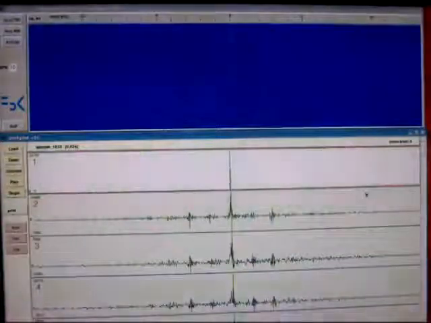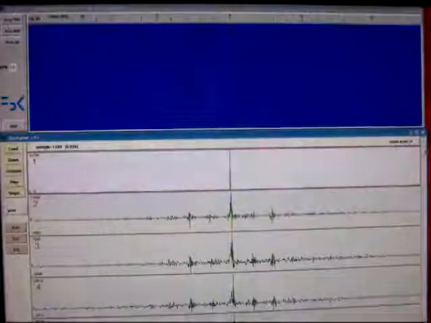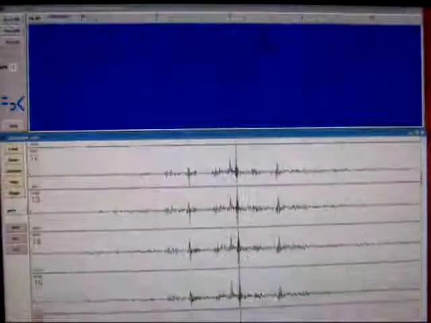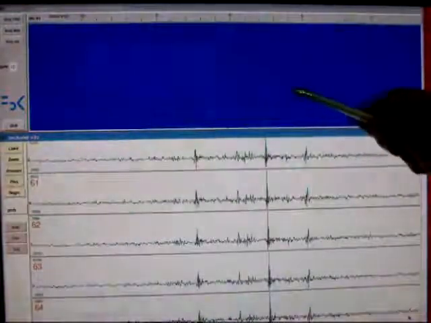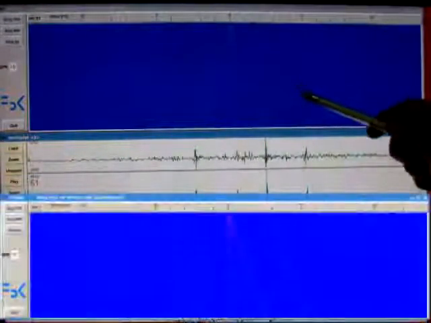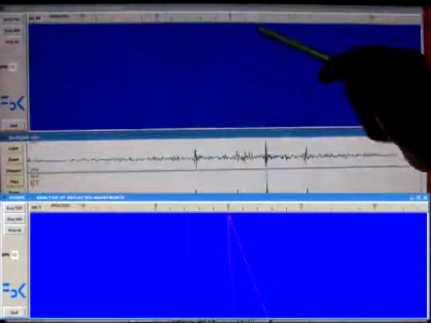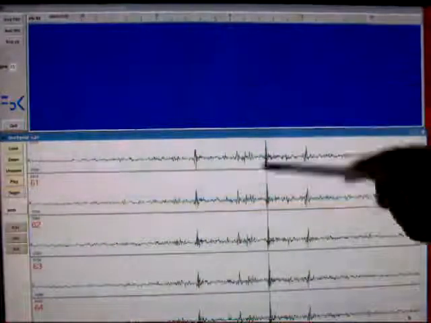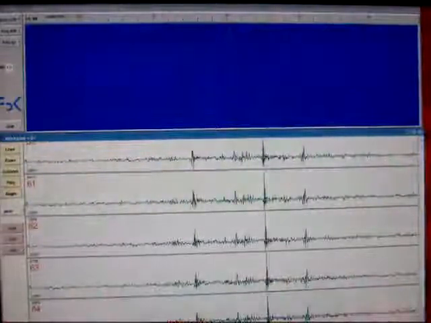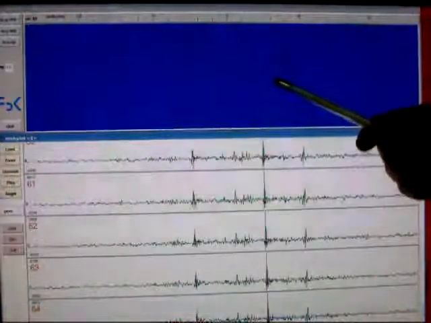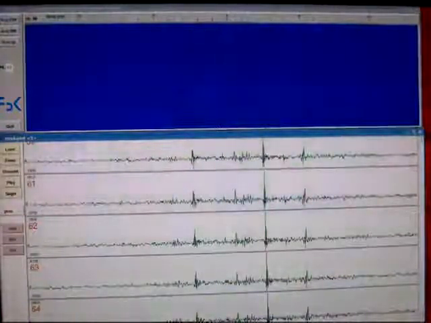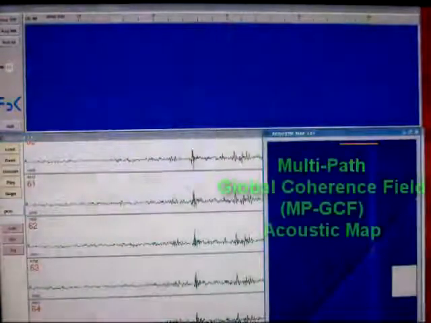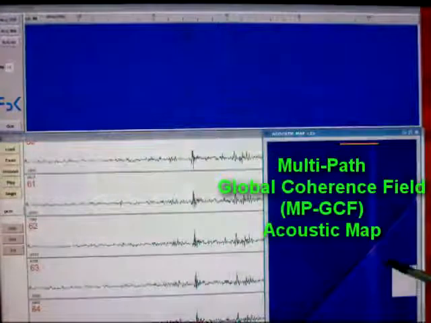Here we have an example of the phase transform measured along the array, and we can see how it evolves when moving from one side to the other of the array. This is the graphical representation of the phase transform along the array, using the first microphone as reference for all the other channels. Again, we can match the resulting pattern with the one produced by an image method simulation and obtain an acoustic map which we call MultiPath Global Coherence Field.